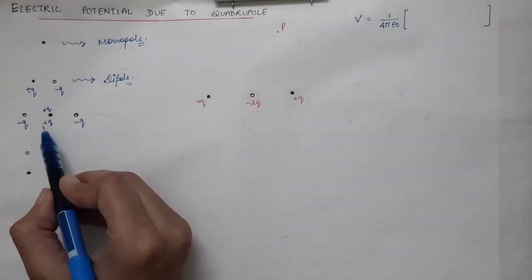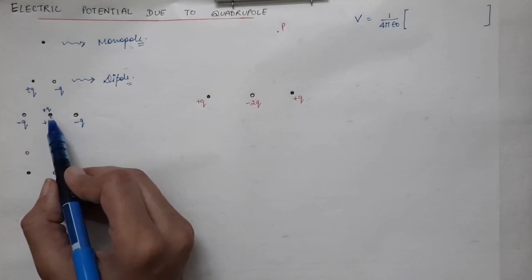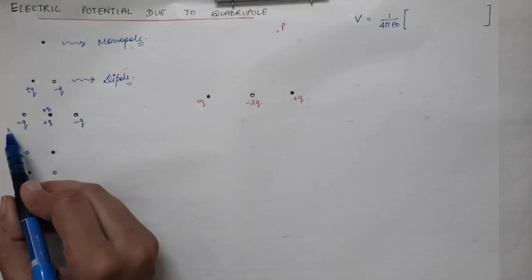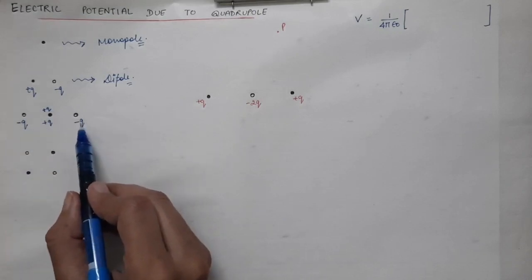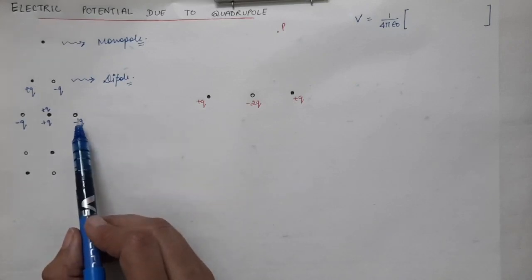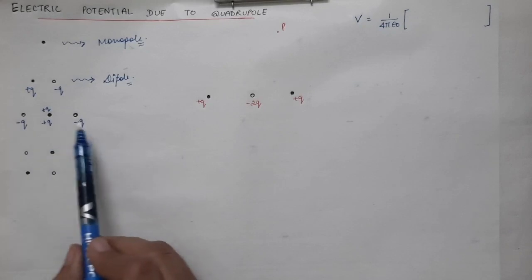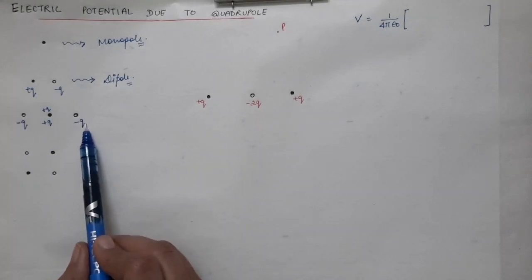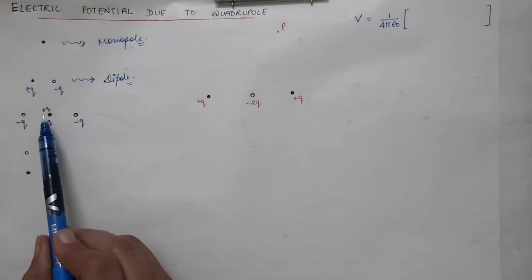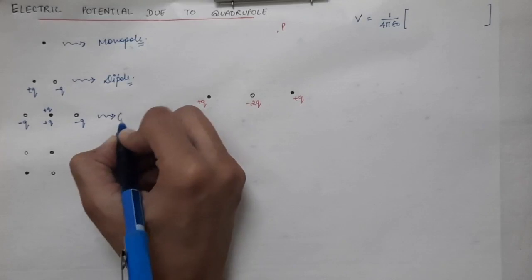So this total will become plus 2q. These two charges are superimposing on each other, so that will become plus 2q, and minus q charges on the left-hand side and minus q charges on the right-hand side. Similarly, you can also draw another quadrupole in which you will have plus q over here and plus q over here, but you will have minus 2q at the center. So this system is called a quadrupole.